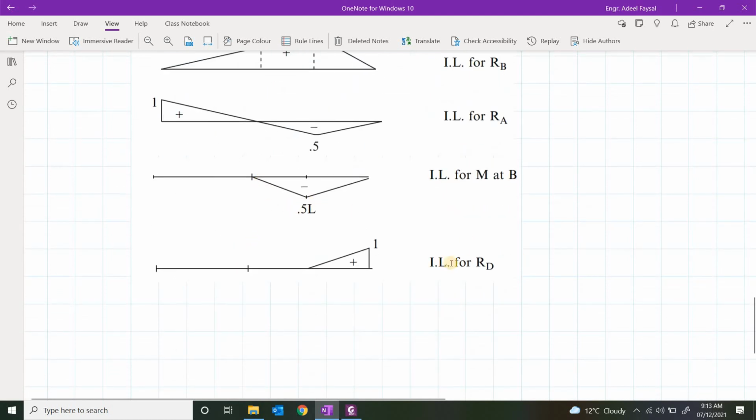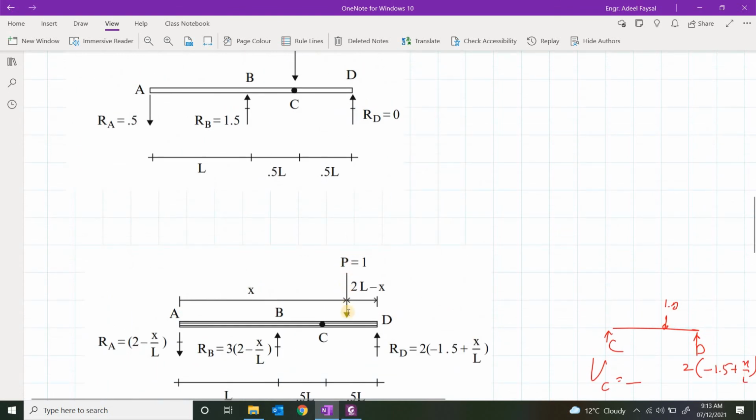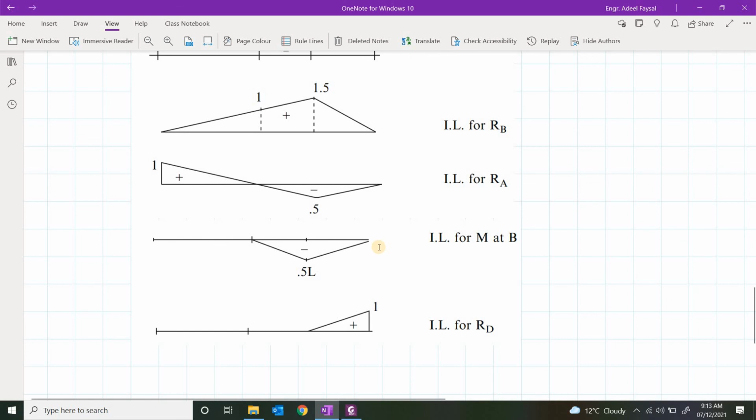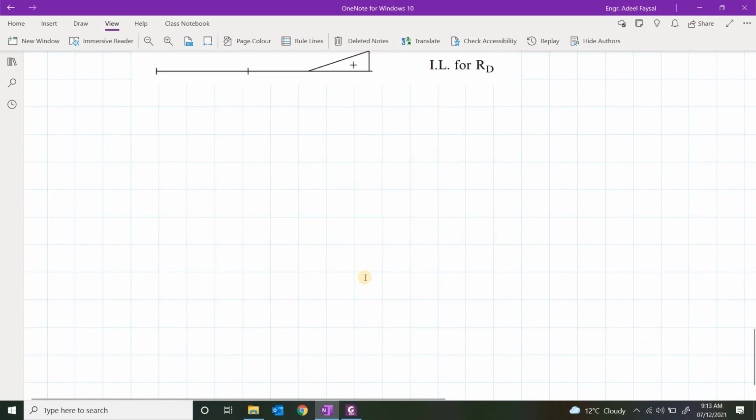And then again for the third region, when the load is in the CD region, again you will be cutting a section at the same location because we are developing ILD for MB, the moment at B. So again you will be cutting a section over here and developing an equation, and then you can see that equation can be plotted like this. So you have seen that constructing ILD by this method requires considering different regions of the beam and developing equations for that load effect that would be applicable for that region of the beam.